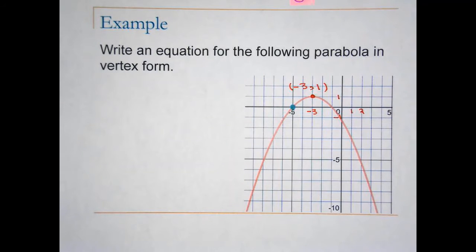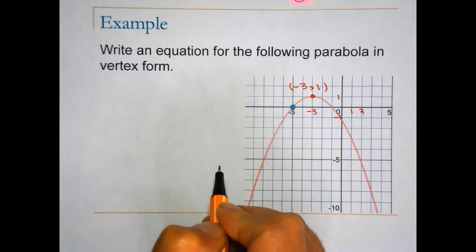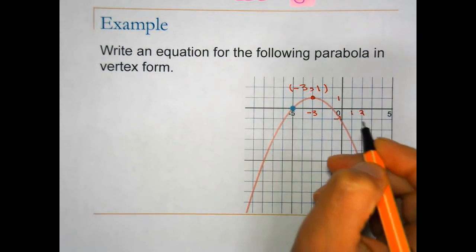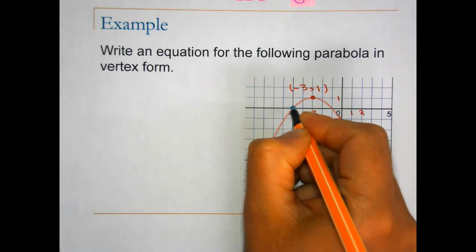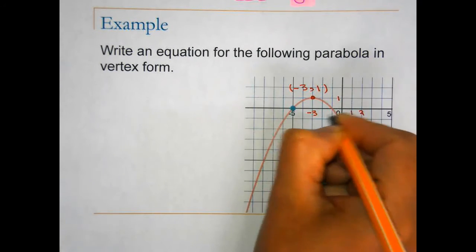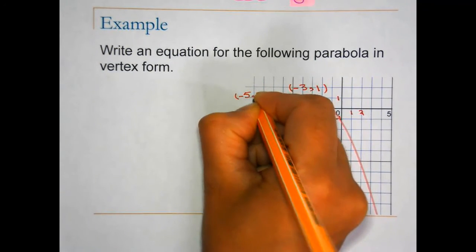And then we want to find one point. I've picked this one. You could have picked this one as well. Doesn't matter. And so this is the point I've picked that I'm going to substitute. The coordinates of this point is negative 5 and 0.